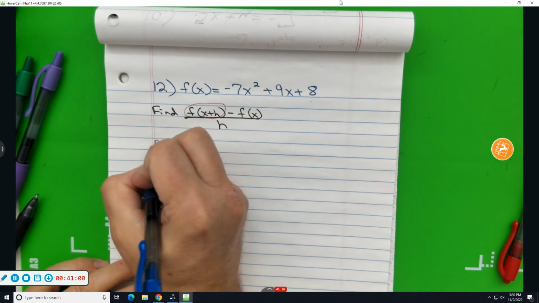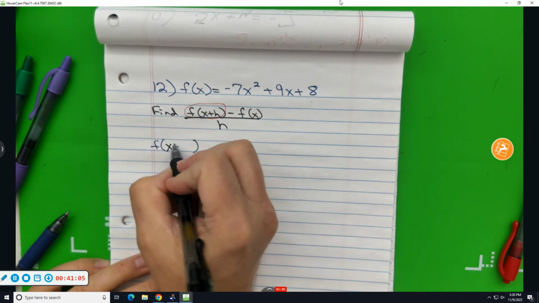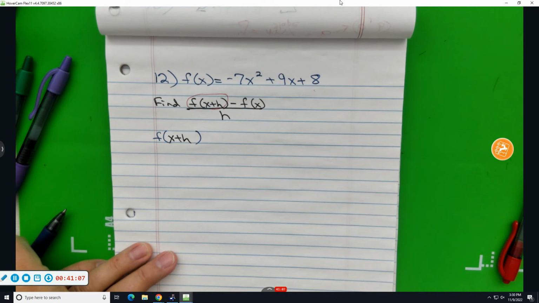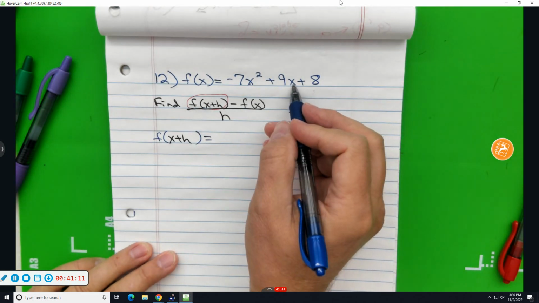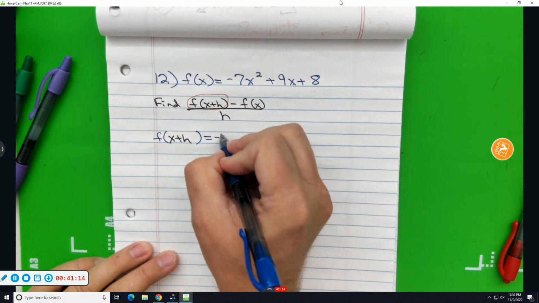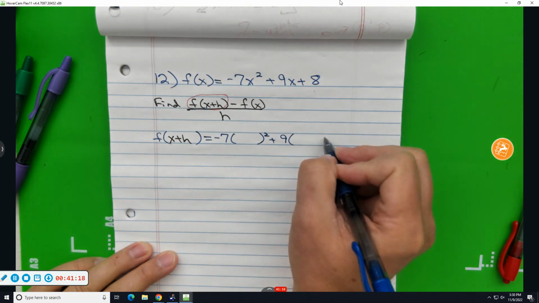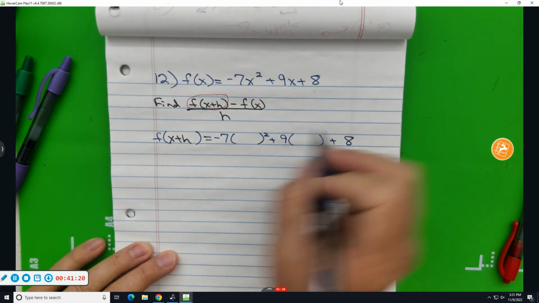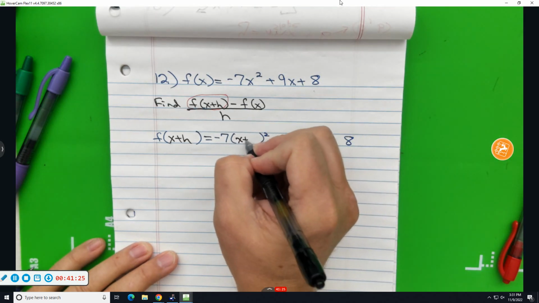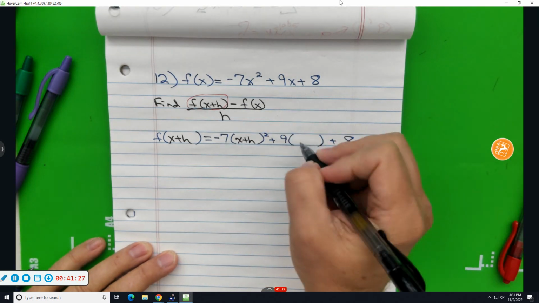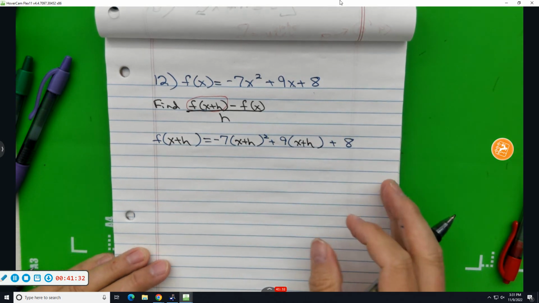So I'm going to find f of x plus h. That's all I'm doing to start off with. That says come up here, and wherever you see an x, there are two of them, you're going to replace it with x plus h. So replace that x with x plus h. Replace that second x with x plus h. We still have that plus h stuck on there.